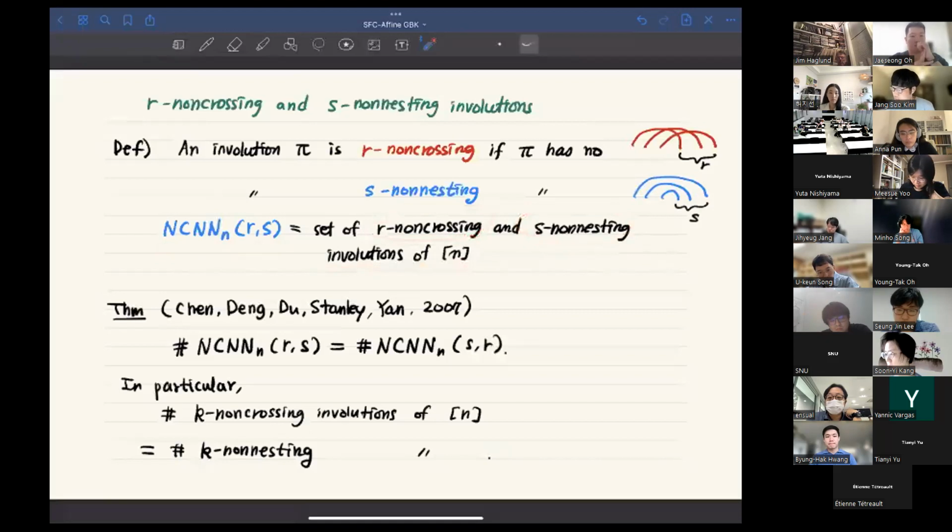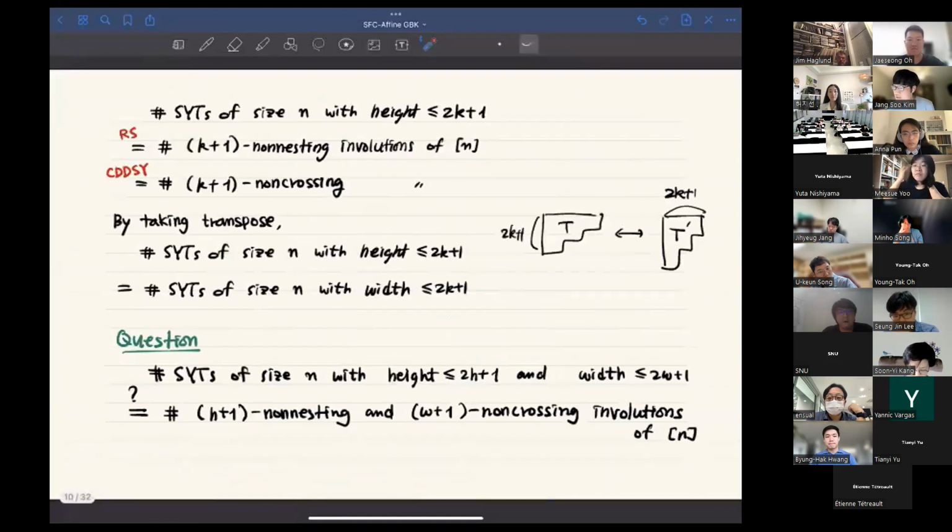we only consider involutions of n that do not have R crossing nor S nesting. And there is a nice symmetry between these nestings and crossings due to these people. They prove this in a very nice way using RSK. And in particular, if you just consider, maybe you can say S equals infinity, for instance, then this gives us this relation. The number of k non-crossing involutions equals the number of k non-nesting involutions. Okay, now we have non-crossing and non-nesting, these two statistics. A natural question can be asked as follows.